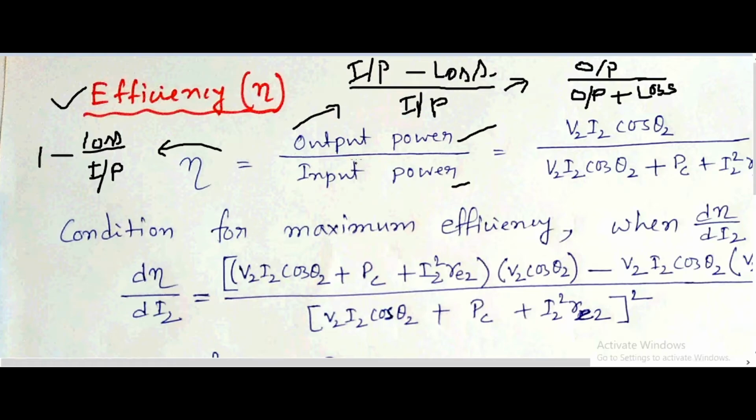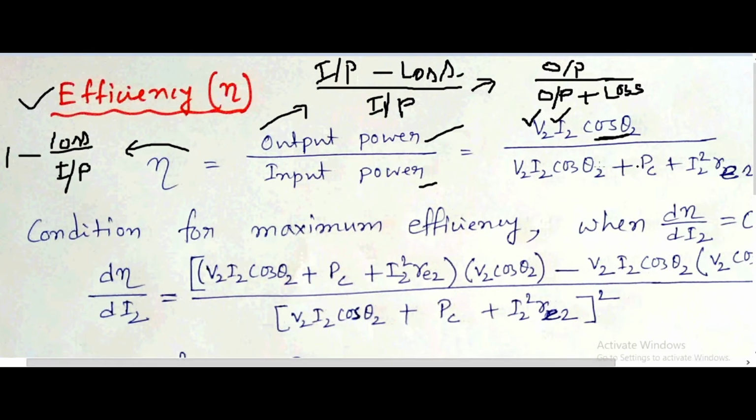Now efficiency equals output power by input power, and output power means secondary terminal voltage, load current and secondary power factor. Power factor is cos theta 2. And also input power equals output plus losses. Whatever the output, plus all the losses inside, if you add these two, it is called input.